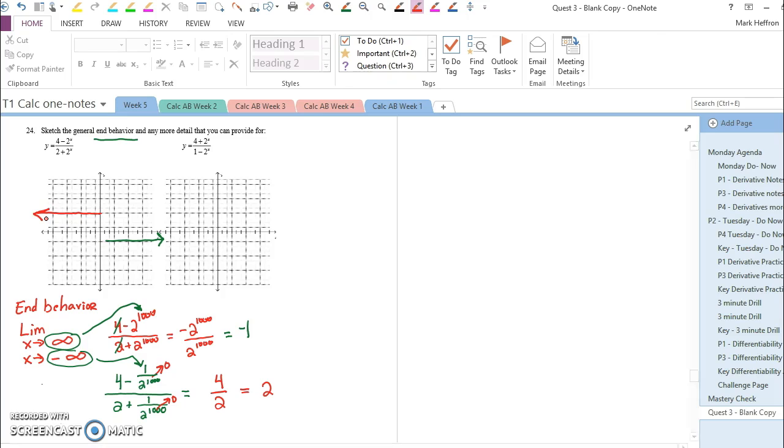There's a couple other things we can do. We can look for the y-intercept. That's when x equals 0. So I've got 4 minus 2 to the 0 over 2 plus 2 to the 0. Well, that's really 3 on top and 3 on the bottom, not 4, because anything to the 0 is 1. So that means I have a y-intercept right here at 1.